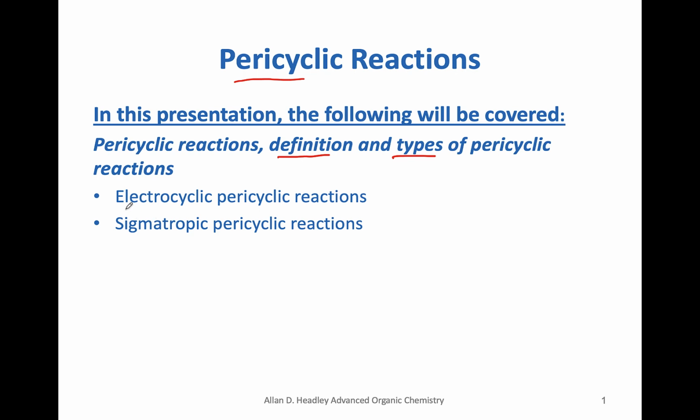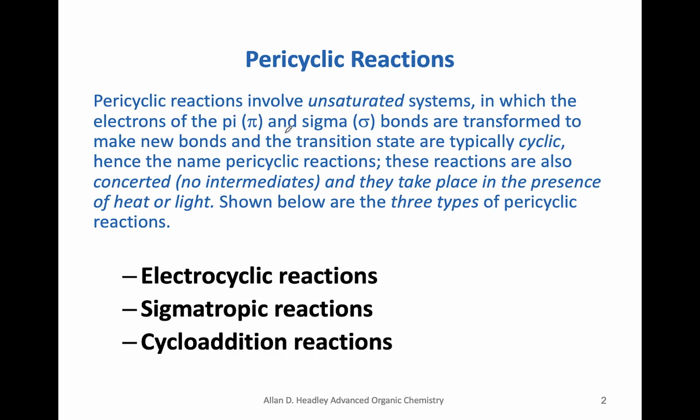So the 2 that will be covered here in details will be the electrocyclic pericyclic reactions and the sigmatropic pericyclic reactions, usually referred to as the rearrangement, the sigmatropic rearrangement. So let's begin. Pericyclic reactions involve unsaturated systems. That's double bonds or triple bonds, but as we'll see in this case, it's mostly double bonds.